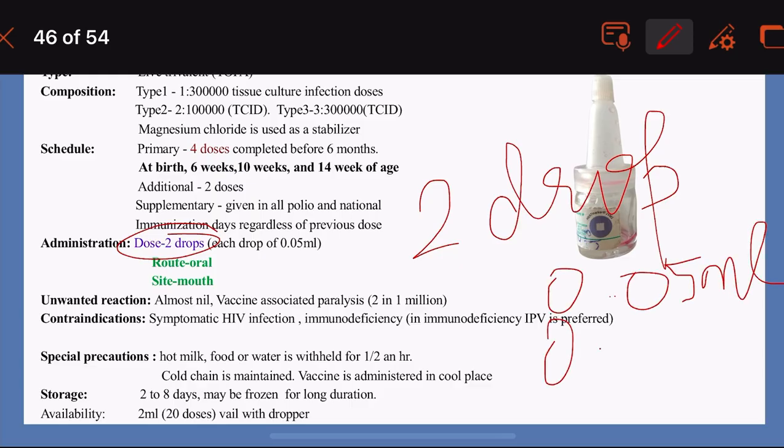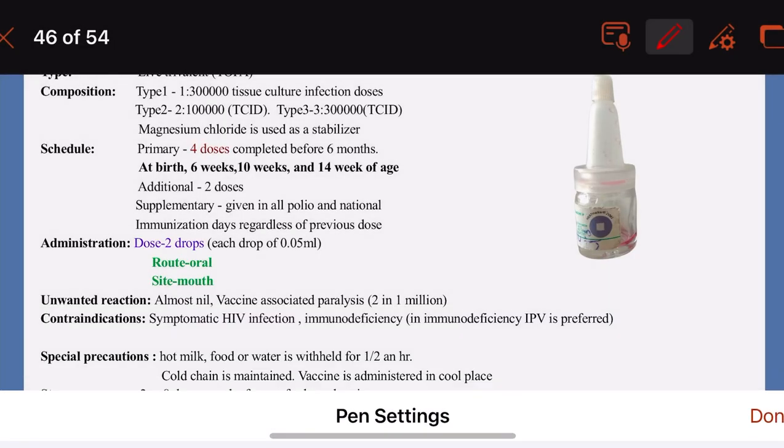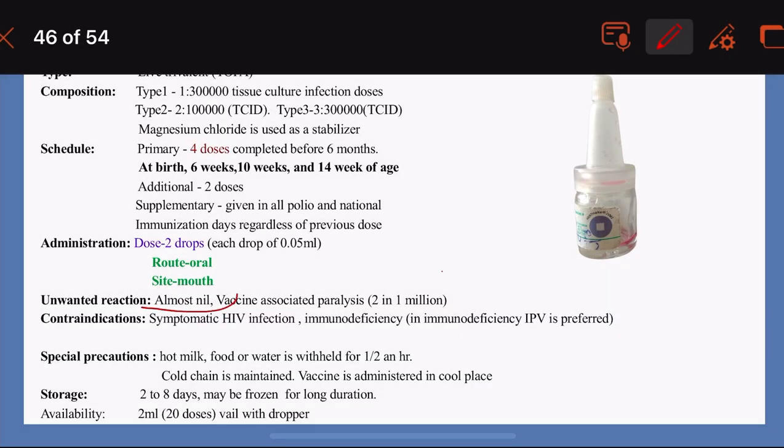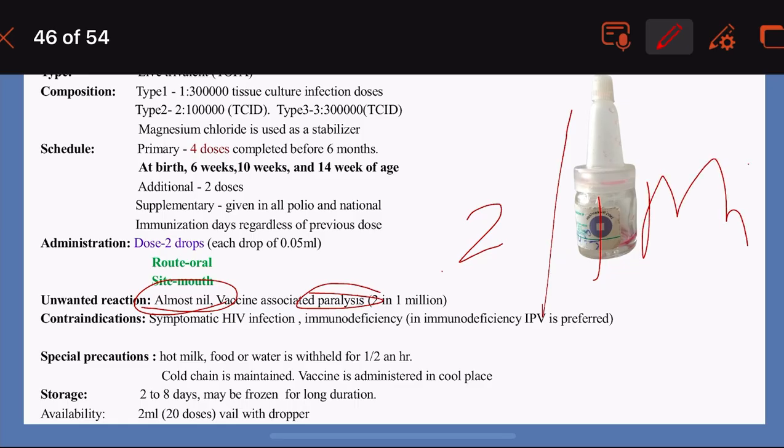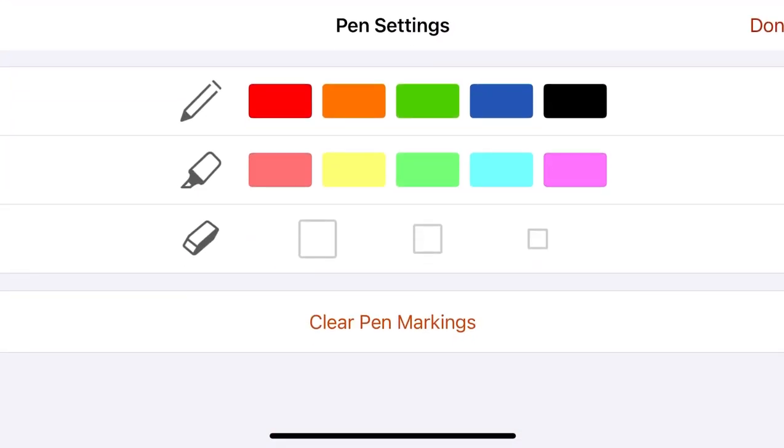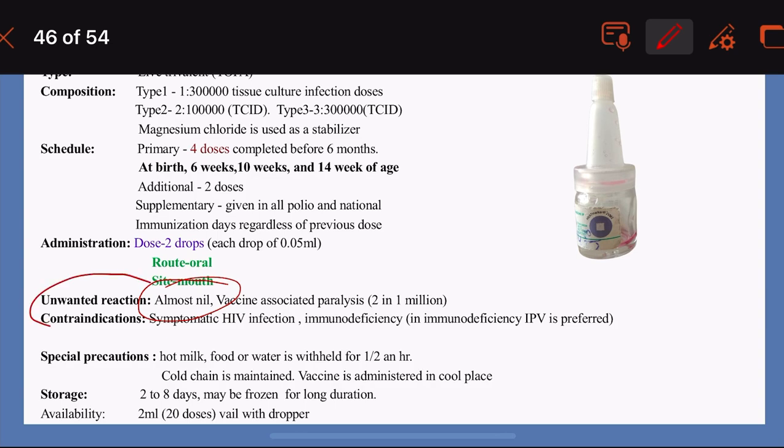Two drops are given, each containing 0.05 ml. The route is oral, the site is mouth. What are the unwanted reactions we see in oral polio vaccine? They are nil. Vaccine associated paralysis is 2 in 1 million. Out of 1 million children, only 2 cases are recorded, and otherwise nil. The unwanted reactions are nil. That is why it is widely used.